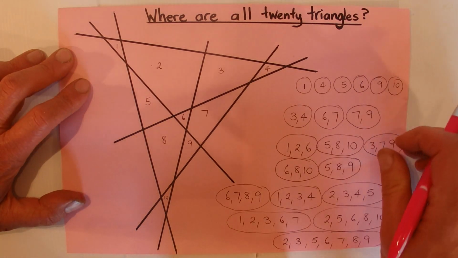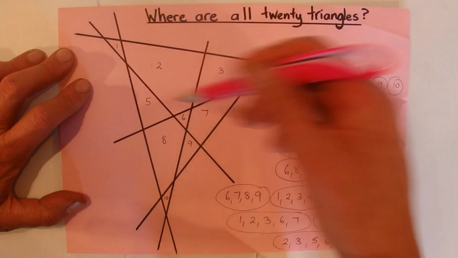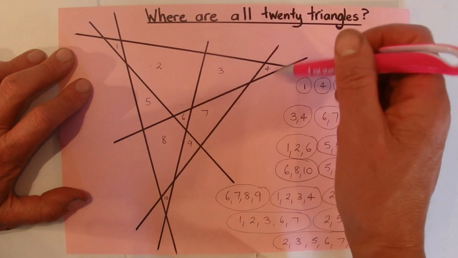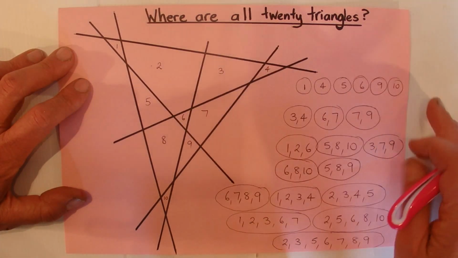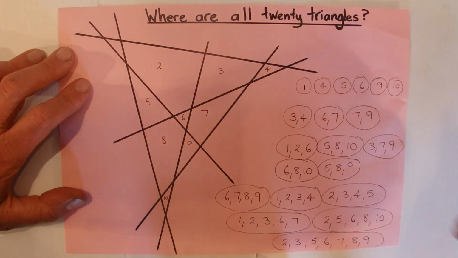I did read somewhere that they hadn't seen anybody work it out manually and get it correct. So I thought I'd go through and have a look. And I did. I worked out where all the 20 triangles are, and I will show you now where all those 20 triangles are.